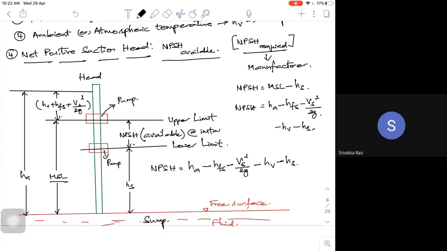NPSH required is what the manufacturer will design and tell. Your NPSH available should always be greater than your NPSH required.